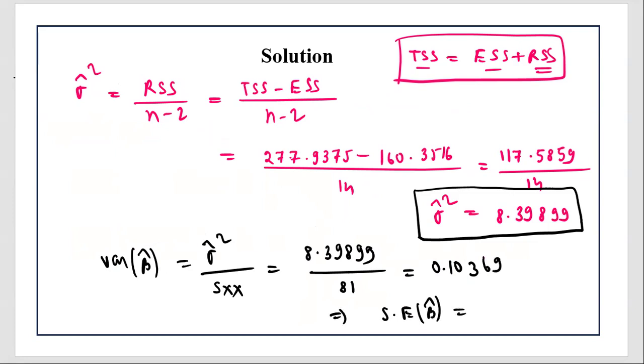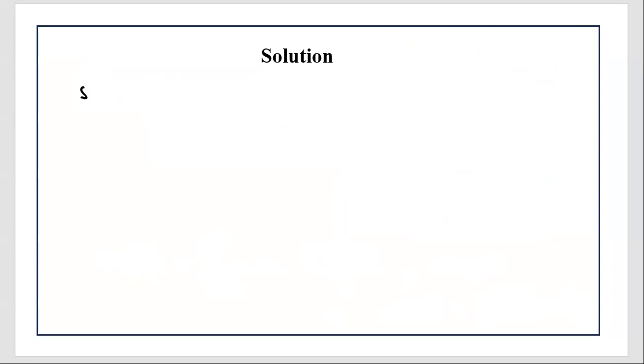So what will be the standard error of beta cap? Standard error of beta cap will be simply the square root of this. And this will come out to be 0.3220. You can verify this for yourself. You will get something like this. So the standard error of beta cap, we have found out. This will come out to be 0.3220, right?